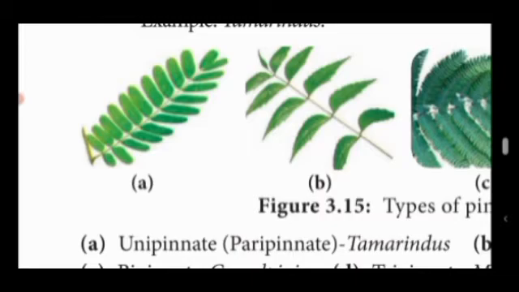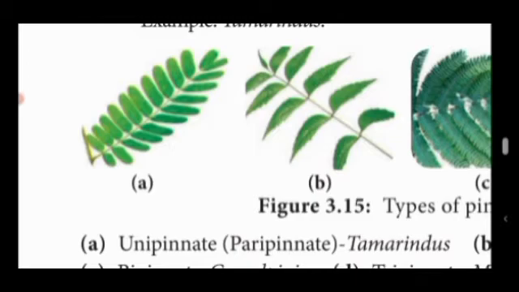The pinnately compound leaf is classified into four types: unipinnate, bipinnate, tripinnate and decompound. First, the unipinnate compound leaf. The rachis is simple and unbranched, so the main rachis is not divided, and it bears leaflets directly on its sides in an alternate or opposite manner. Example: rose and neem.